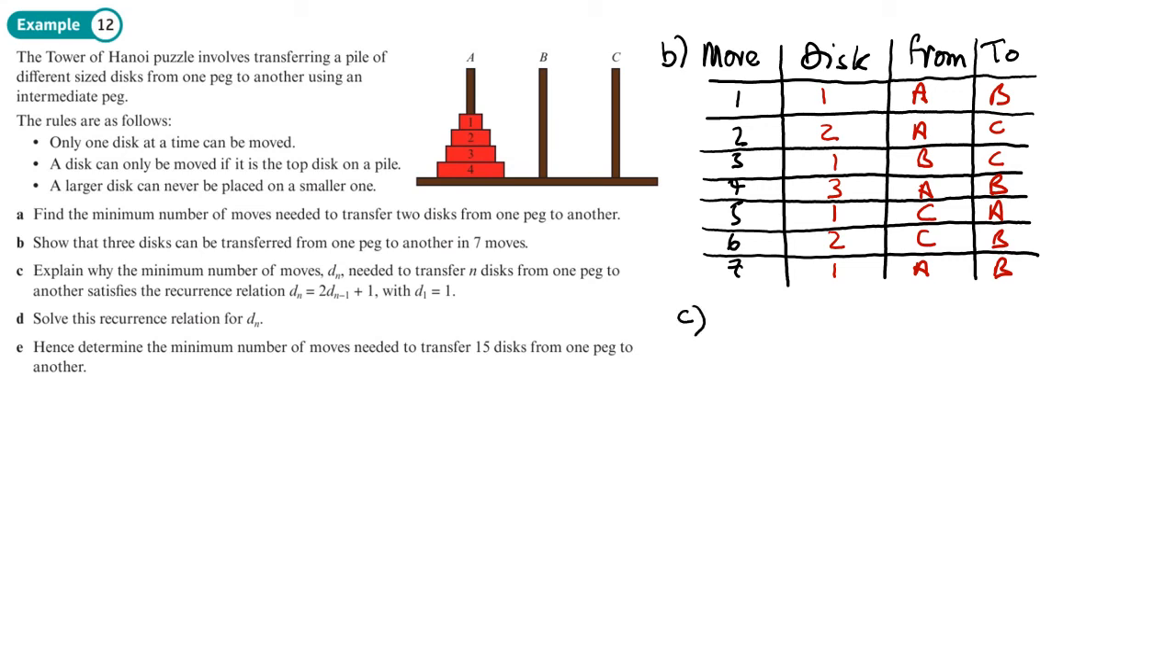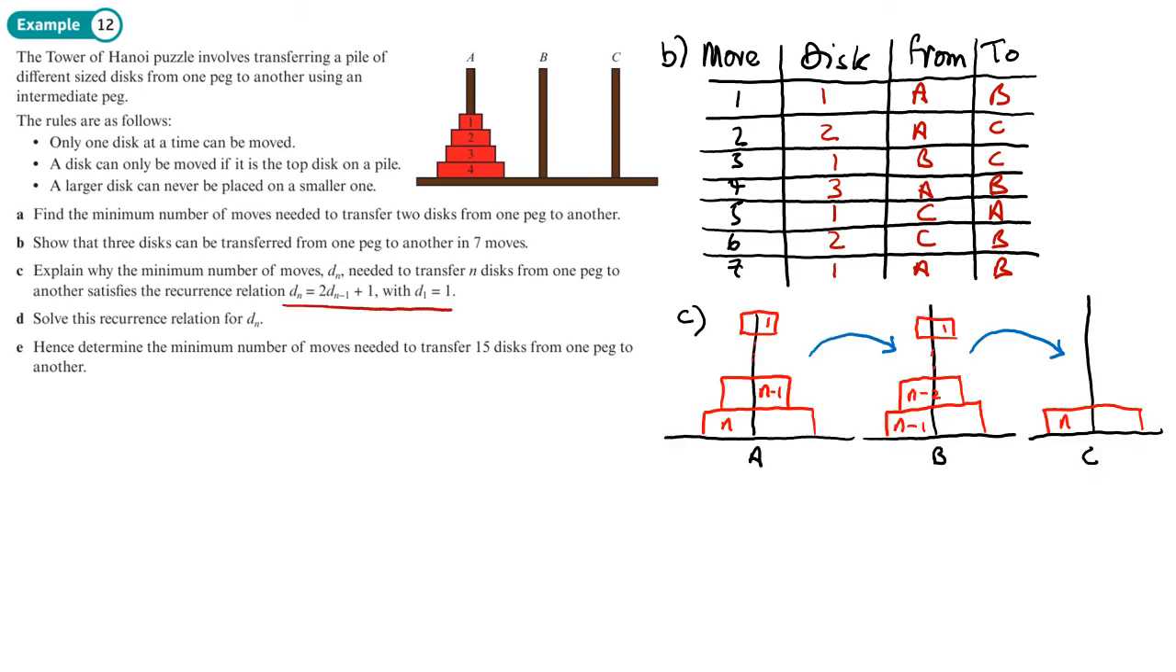Now part C asks, explain why the minimum number of moves, dn, needed to transfer n disks from one peg to another satisfies this recurrence relation here. Okay, so this diagram that I've drawn here shows stages of what we want to do. So this is what we start with, n disks on peg A, and we want to get n disks on peg C.